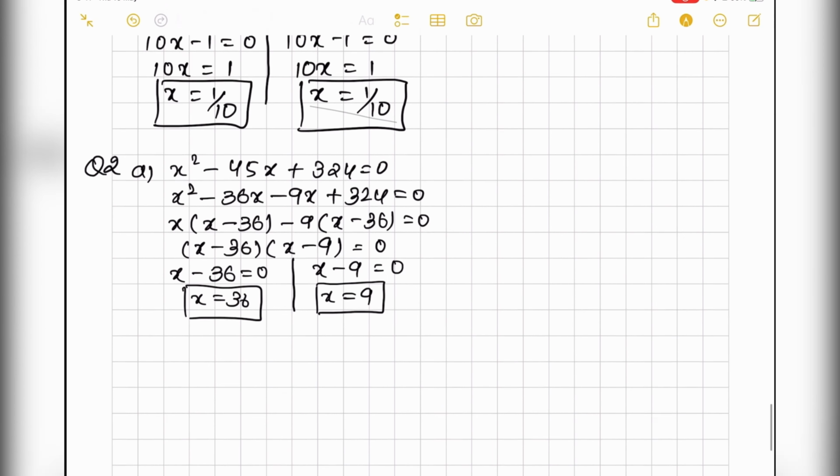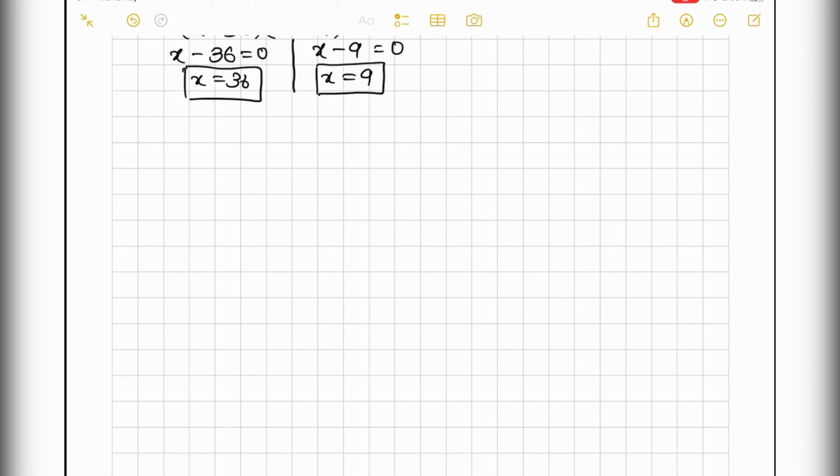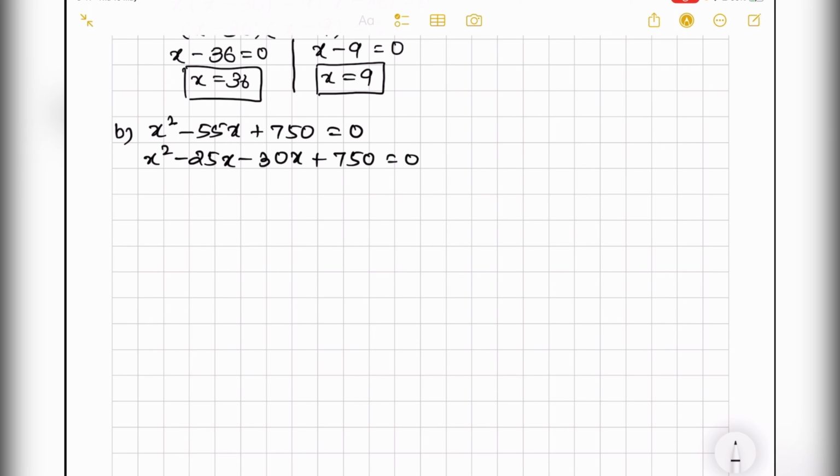Now in that only, the B option is also there. So let us solve that also. It says x square minus 55x plus 750 equal to 0. Now 750, such factors whose sum is minus 55. So that will be 30 and 25. So x square minus 25x minus 30x plus 750 equal to 0. From the first two I am taking x, and from the second two I am taking 30.